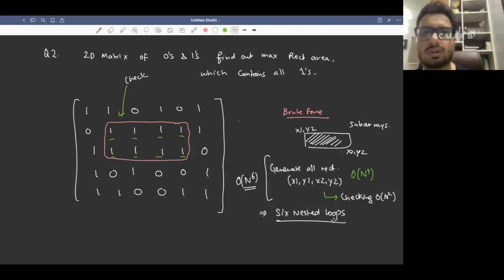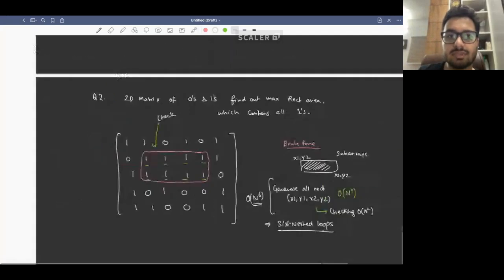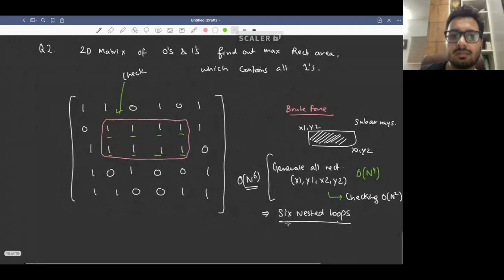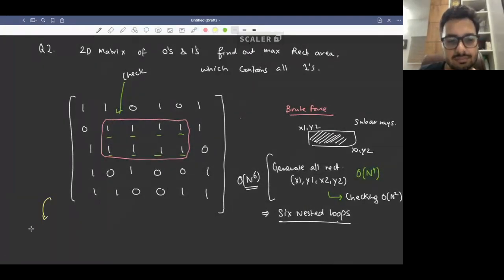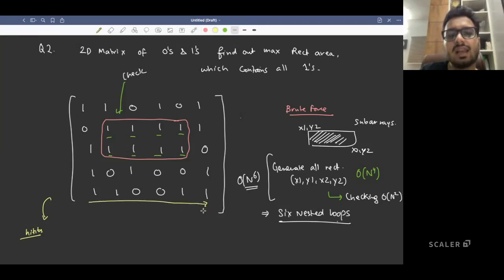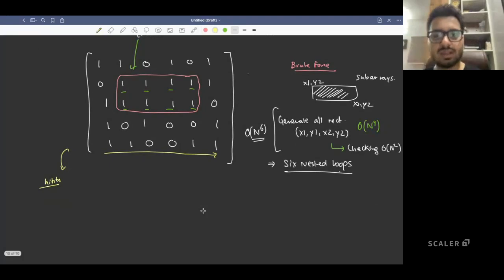So of course not a good algorithm, right? Let's try to do something else. Now this part is a little, I would say, difficult to think of, but I'll try to give you some hints. Let's say I treat this row as a base of the rectangle. Let's say I'm saying that my rectangle will finish in this row.